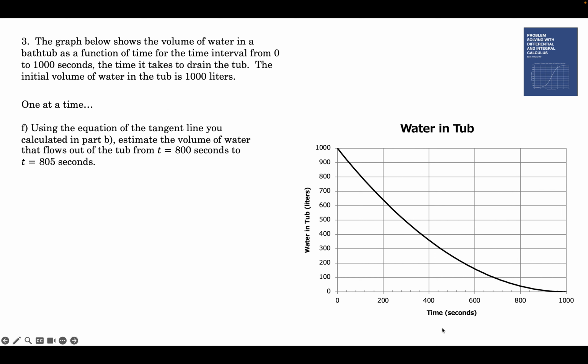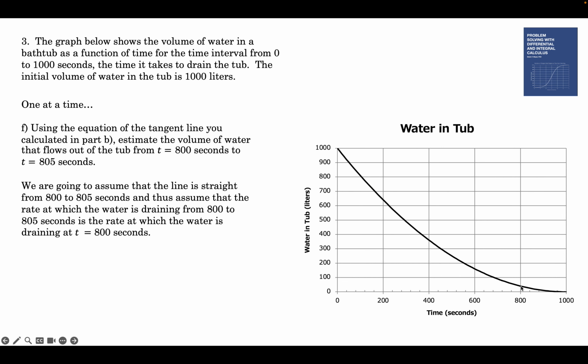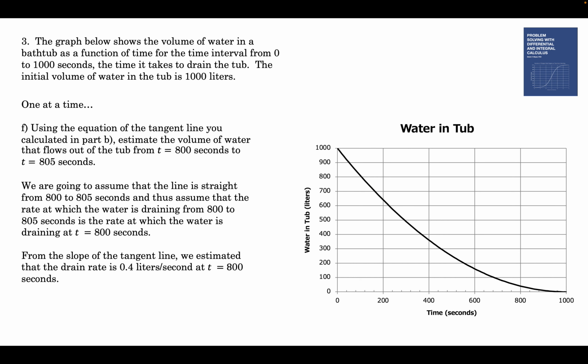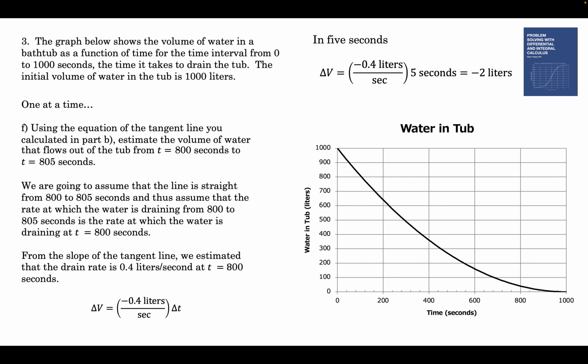On to part F. Part F says, using the equation of the tangent line we calculated in part C, estimate the volume of water that flows out of the tub from 800 seconds to 805 seconds. So from here to here, what's delta V? We're going to assume the line is straight from 800 to 805 seconds, and we're going to use the drain rate at 800 seconds. We estimated it to be 0.4 liters per second with the tangent line. If it drains at 0.4 liters per second for 5 seconds, we lost 2 liters. So the drain rate is pretty slow when you get near the end.